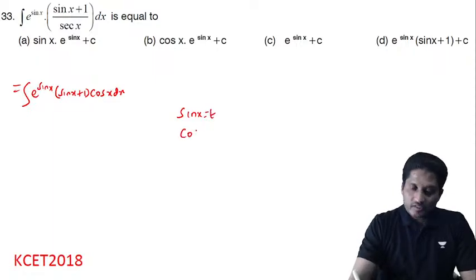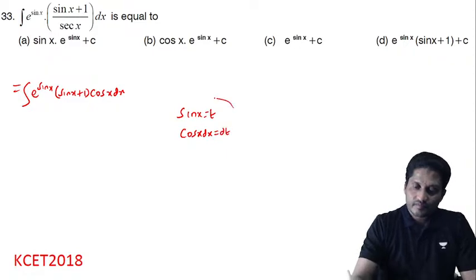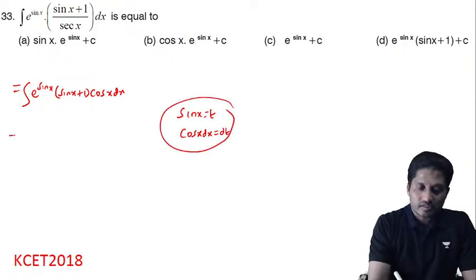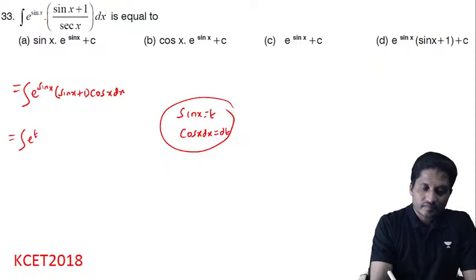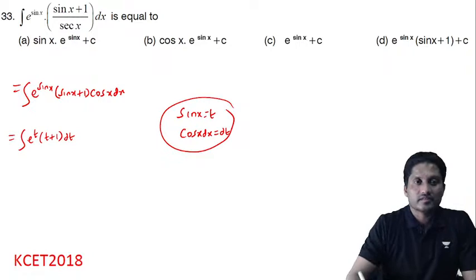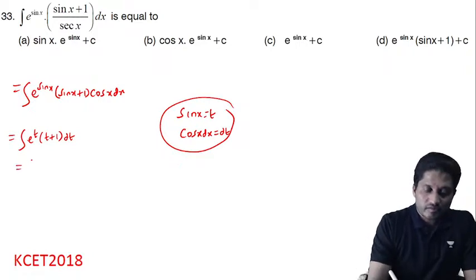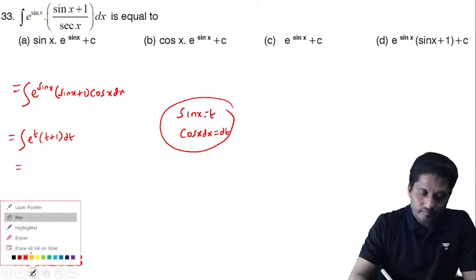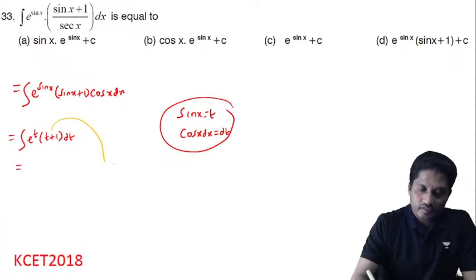Differentiation of sin x is cos x, so you get cos x dx is equal to dt. Okay, so this is e to the power of t plus 1, cos x dx is equal to dt. This should be of the form e power x into f of x plus f dash of x dx formula.